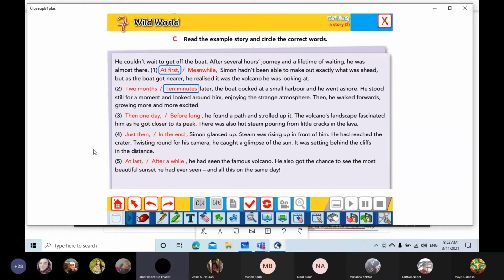Before long, he found a path and strolled up it. The volcano's landscape fascinated him as he got closer to its peak. There was also hot steam pouring from little cracks in the lava.